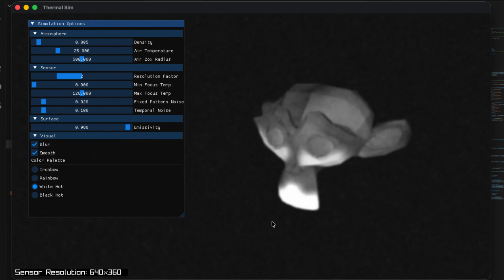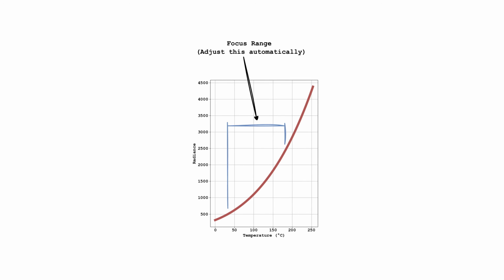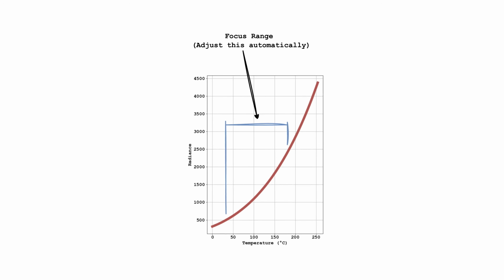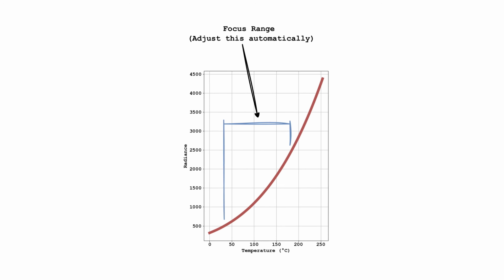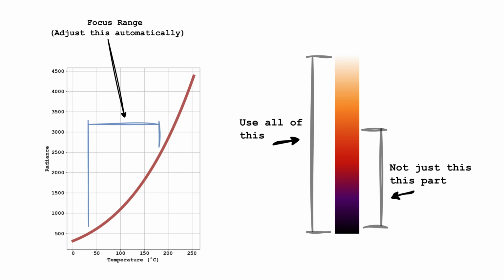Now these focus range sliders do the job to accentuate the differences in radiance detected from the object, but they are getting a bit tedious to use. What I really want is for the application to adjust the focus range automatically, like the autofocus you would see on a real thermal camera. Practically, what I want is for the full color range of a color palette to be used at all times.